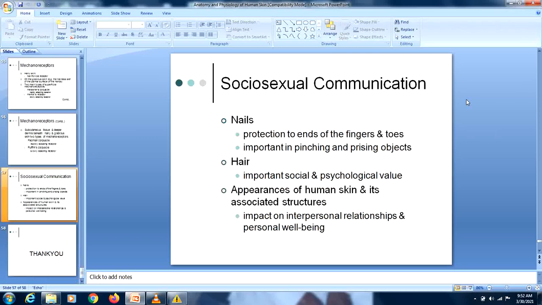Another important function is socio-sexual communication. What plays a role in it? Obviously skin plays a very important role in it, regarding the nails, hair, appearance of human skin and its associated structures. It has an important impact on interpersonal relationships and personal well-being.